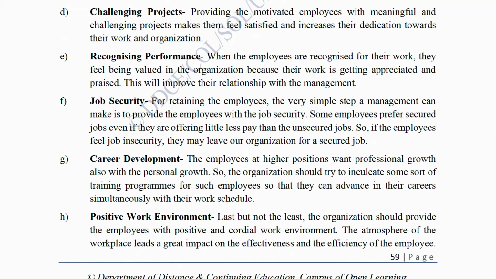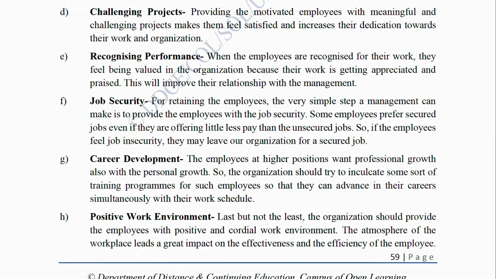Seventh, career development. The employees at higher positions want professional growth along with personal growth. So the organization should try to inculcate some sort of training programs for each employee so that they can advance in their career simultaneously with their work schedule.